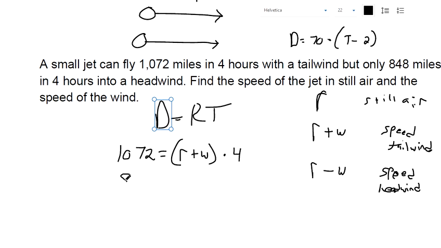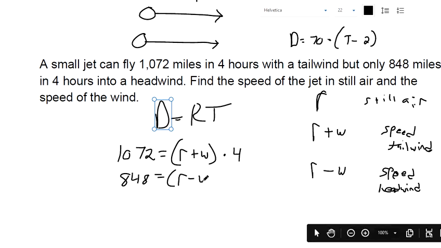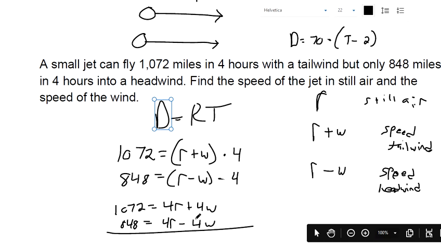With the second equation, there's 848 miles. That's our distance. The rate now is r subtracted by the speed of the headwind. Because the headwind's slowing us down, it's making the speed smaller. That was, again, 4 hours. So we could distribute the 4 in both those equations to make it look a little easier on the eyes. And now you can use the elimination method to add the top equation to the bottom equation.